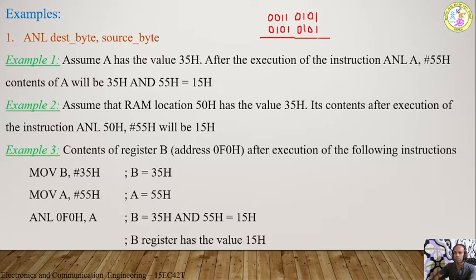Now 1 AND with 1, this is equal to 1. Again 1 AND with 1, this bit is 1. Again 1 AND with 1, this bit is 1. So only for these three cases, the output will be equal to 1, whereas for the other bits, it will be equal to 0. The output of the AND gate is 1 if both the inputs are 1.